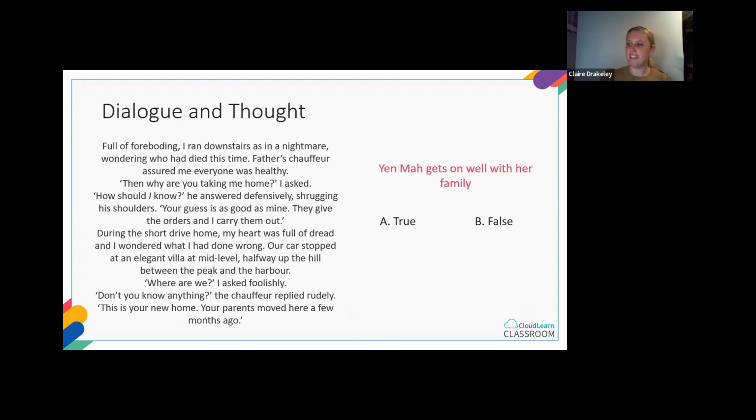So Yen Ma gets on well with her family. True or false? What do we think from this very, very short passage? True or false? She gets on well with her family.